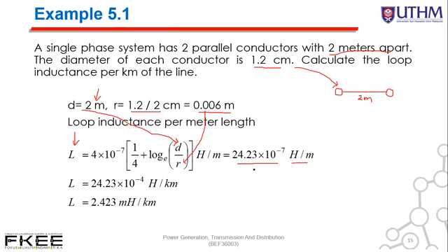So we can convert to kilometer. We get 24.23 times 10 to the power of minus 4 Henry per kilometer, or we can write it as 2.423 millihenry per kilometer. So this is the loop inductance per kilometer of the line.